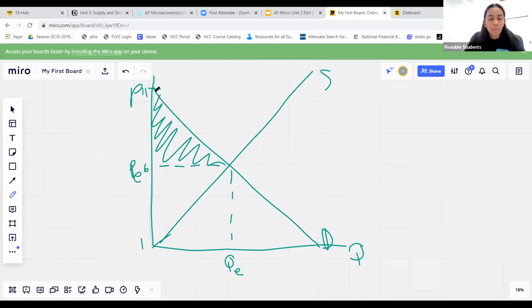So there are consumers along this demand curve. Consumers here, here, here, here, all the way up to here. All of these individual consumers are willing to pay up to a certain price for an object. That's what demand is. It's what you're willing and able to pay for a product, basically.